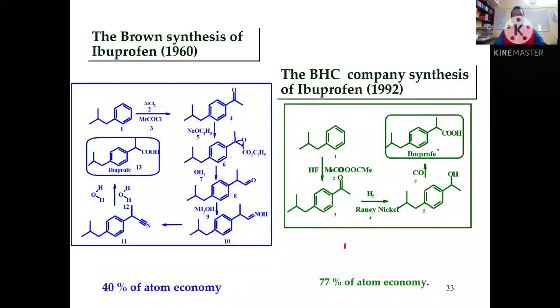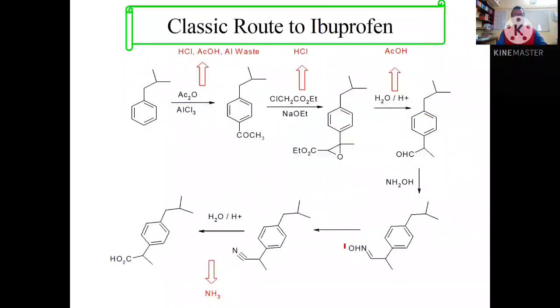Now let us try to understand what is happening in each of these steps. What type of waste is getting generated? So this is the classical route for ibuprofen synthesis. In the first step, you are carrying out acylation. You are putting the acyl group in the para position, and you are using acetic anhydride with aluminum chloride as catalyst. In this process, the waste generated is hydrochloric acid, acetic acid, and of course, aluminum waste. So here all the red alphabets are the waste which we do not like to generate during a chemical synthesis. So in the first step, you are releasing acid to the environment as well as aluminum waste.